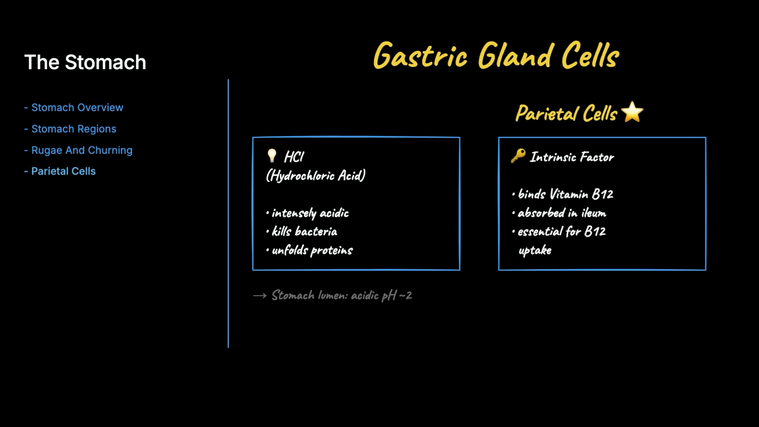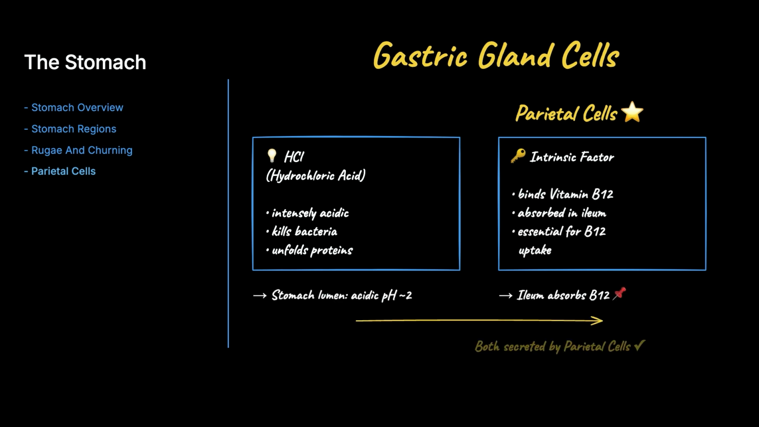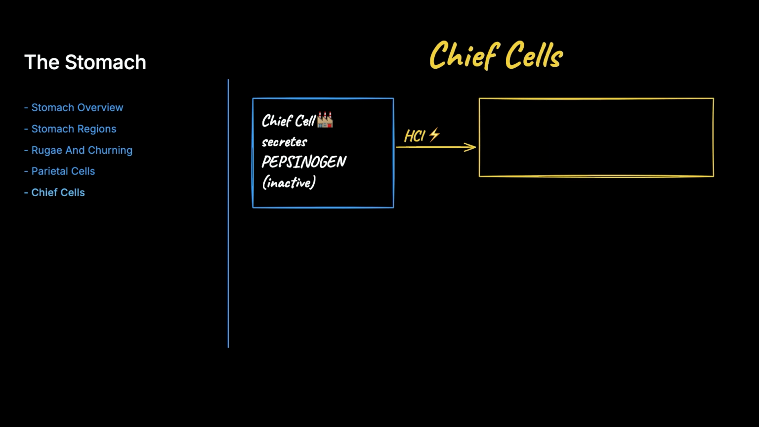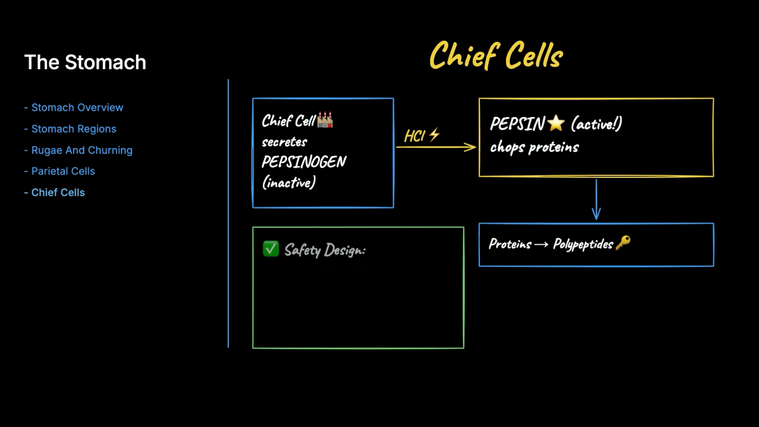First, parietal cells secrete 2 things. One is hydrochloric acid, which makes the stomach intensely acidic, kills bacteria, and unfolds proteins. The other is intrinsic factor, needed to absorb vitamin B12 in the ileum. Next are the chief cells, which secrete pepsinogen, an inactive protein digesting enzyme. Acid from parietal cells converts pepsinogen into active pepsin. Pepsin then chops dietary proteins into shorter chains called polypeptides.